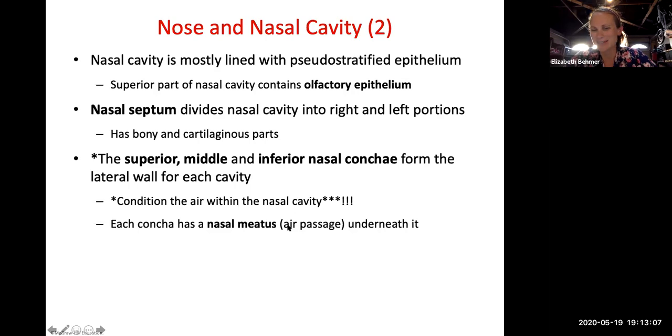And this air passage, I'm so sorry if you guys can't hear me. Just let me know if it gets bad.